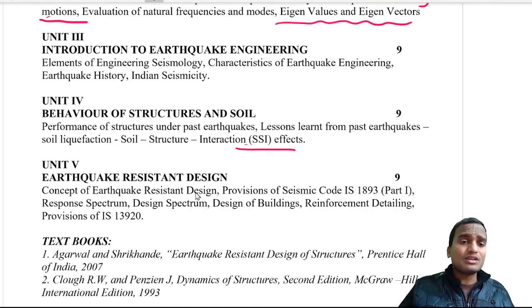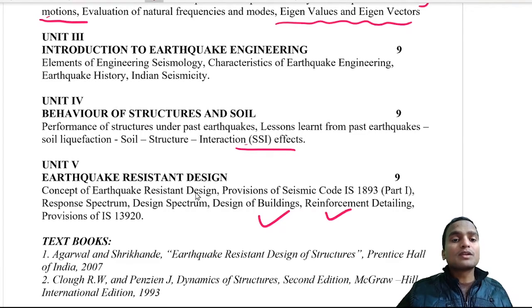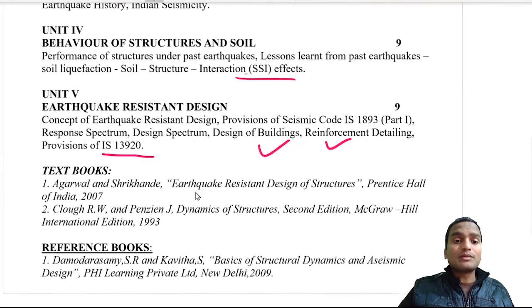Okay, so there we are going to see the concept of earthquake resistant design and a few provisions from IS 1893, and response spectrum, what is the design spectrum, and then design of building elements, different reinforcement detailings in different elements like the columns and beams and the joints, everything we will discuss there. And those reinforcement detailings will be discussed mainly from the provisions given in IS 13920. Okay, so this is also another code which deals with the special reinforcement that has to be provided in earthquake resistant design.